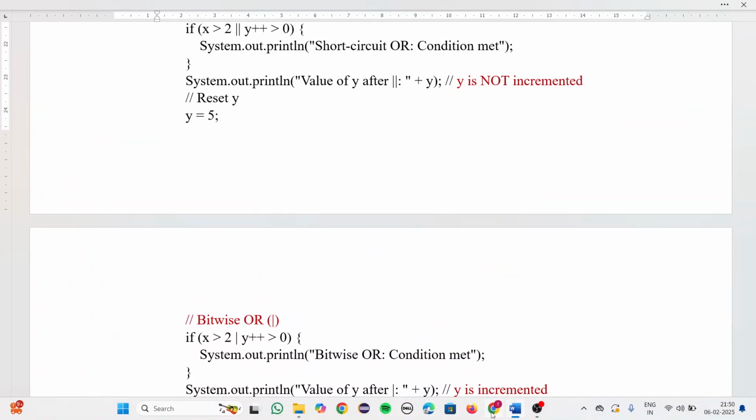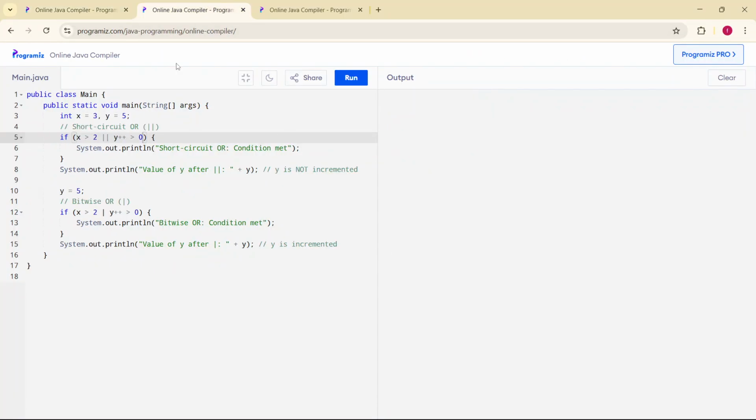Let's see the execution. Here short circuit OR, and here bitwise OR. So in short circuit OR, y is not incremented, and in bitwise OR, y is incremented. Let's see.